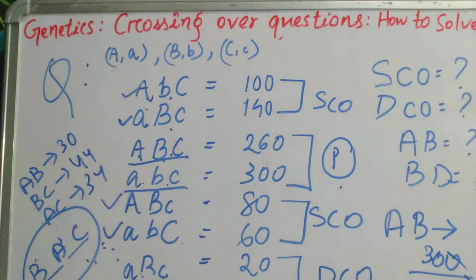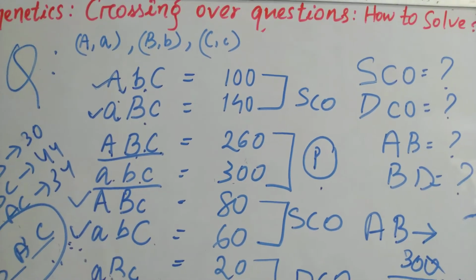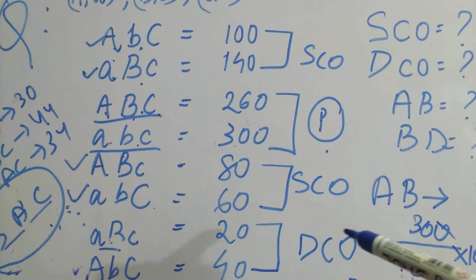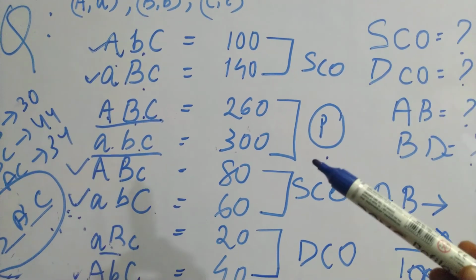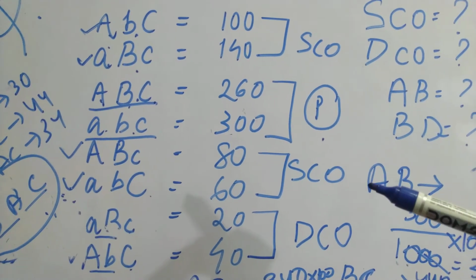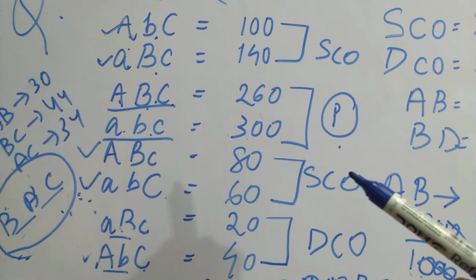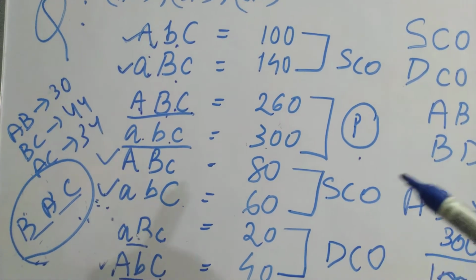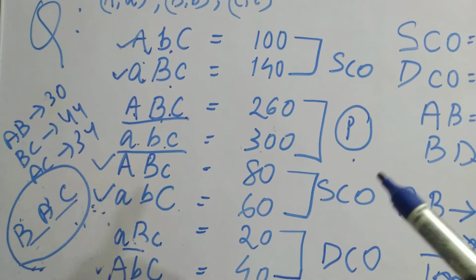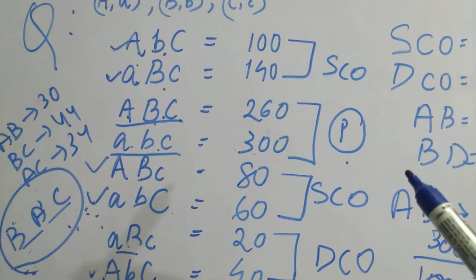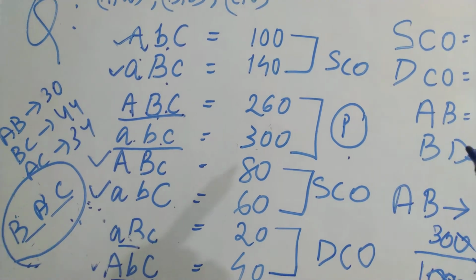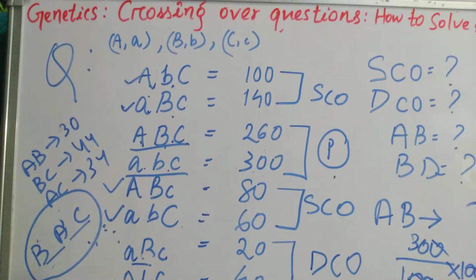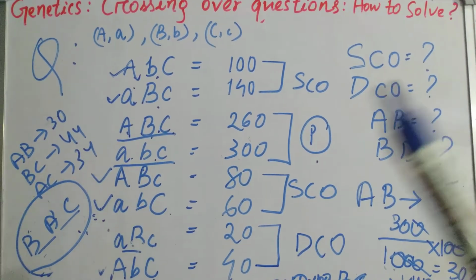So yes, like this you can solve what is the number of SCO and what is the number of DCO, what is the number of parents, what is the total number, what is the sequence of the genes and sequence of alleles, and what is the distance between two alleles, or what is the longest distance between the end alleles. Like this you will get multiple questions from this numerical.